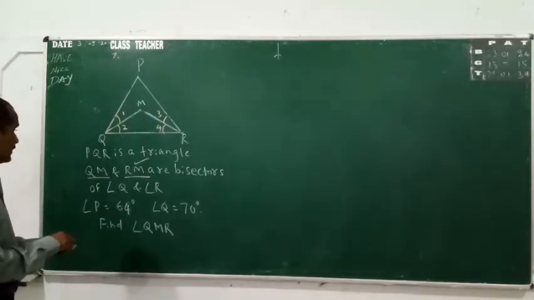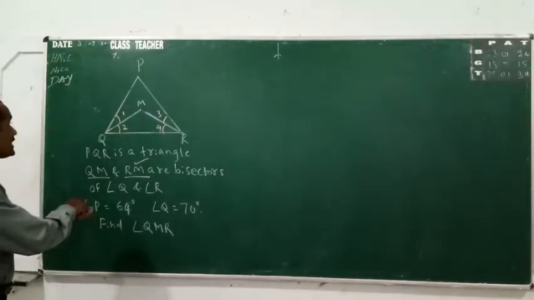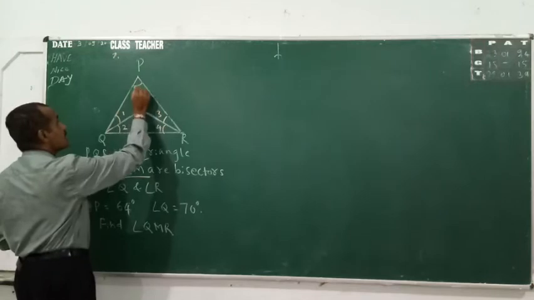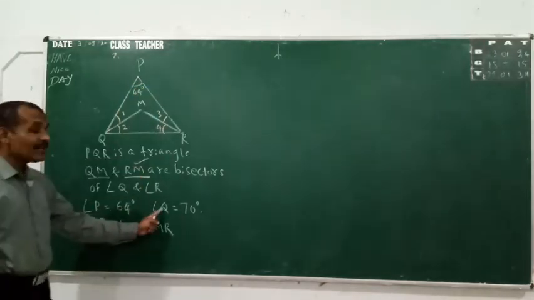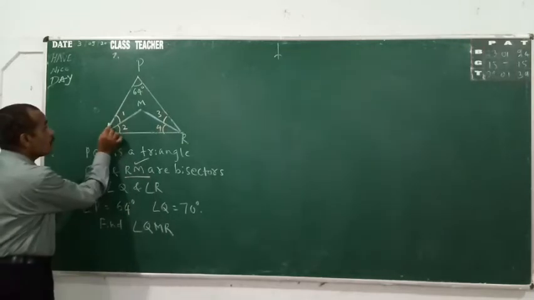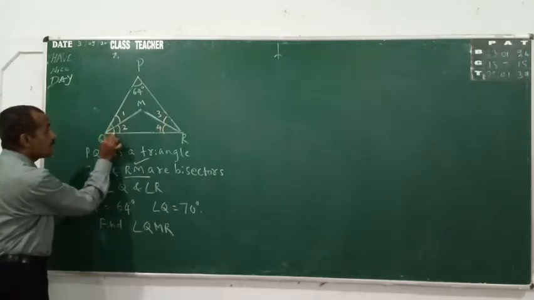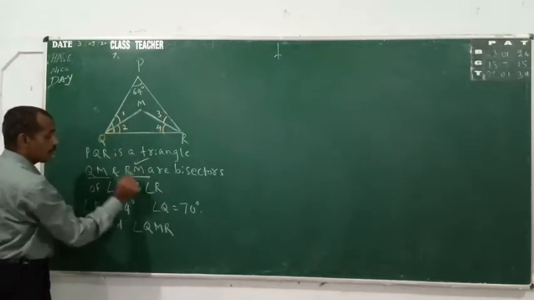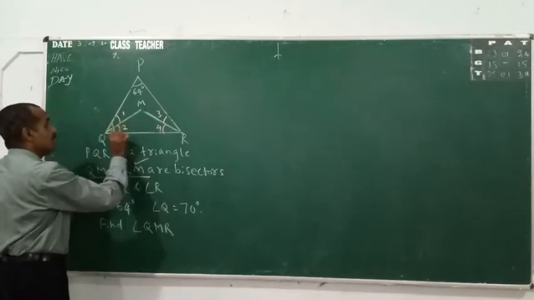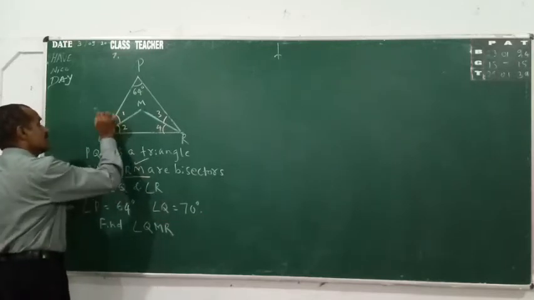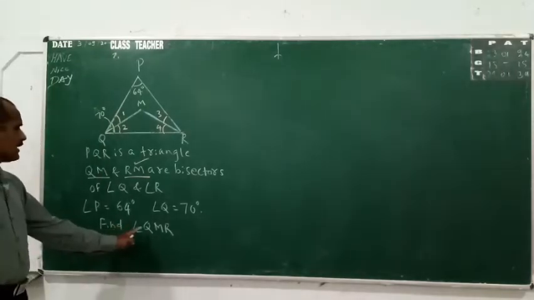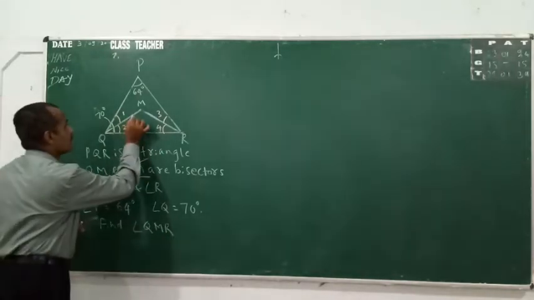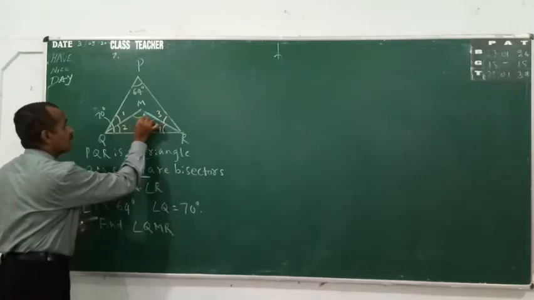Further, what are they giving? They have given angle P is equal to 64 degrees. And angle Q, meaning the full angle, is given as 70 degrees. Okay, they ask to find angle QMR. You have to find this angle.